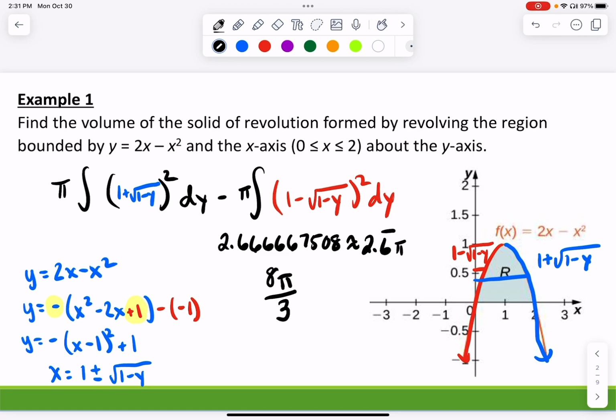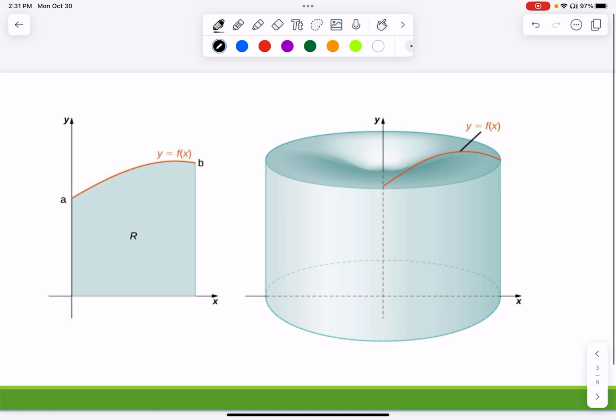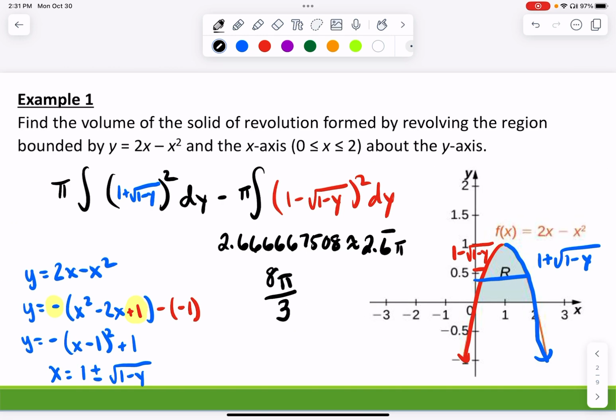So that's a really complicated way to do it. I'm sorry, guys, somebody was knocking at my door. It's a really complicated way to do that. There's a much easier way.